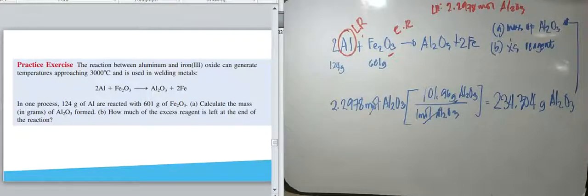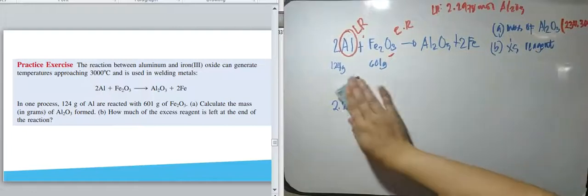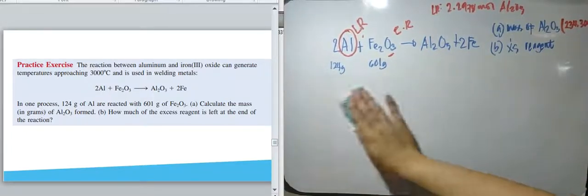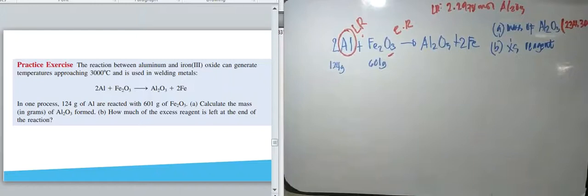So we will now solve for the excess reagent. Okay, just write here. The answer is 234.304. Okay. So since we already know what the excess reagent is, we'll now be able to compute for the amount.